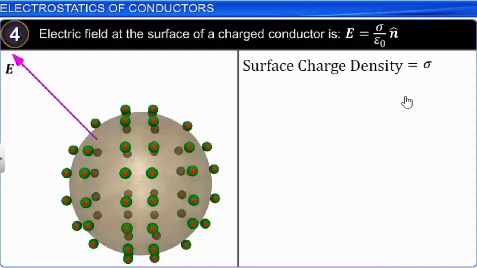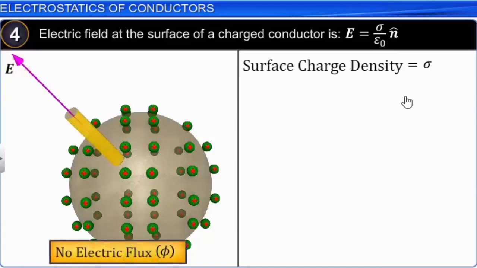Let us consider a Gaussian surface in the shape of a small cylinder, which is partly inside the conductor and partly outside the conductor, such that its flat faces are parallel to the surface of the conductor. Since the electric field strength at any point just outside the conductor is normal to its surface at that point, we do not have any electric flux through the curved surfaces of the Gaussian surface chosen.